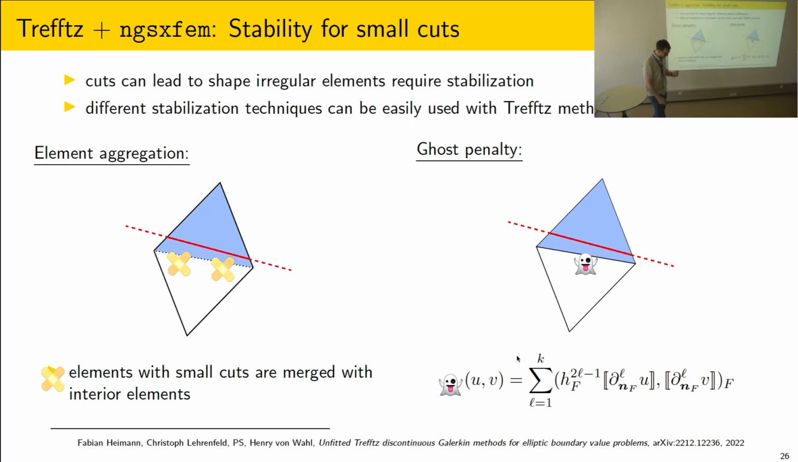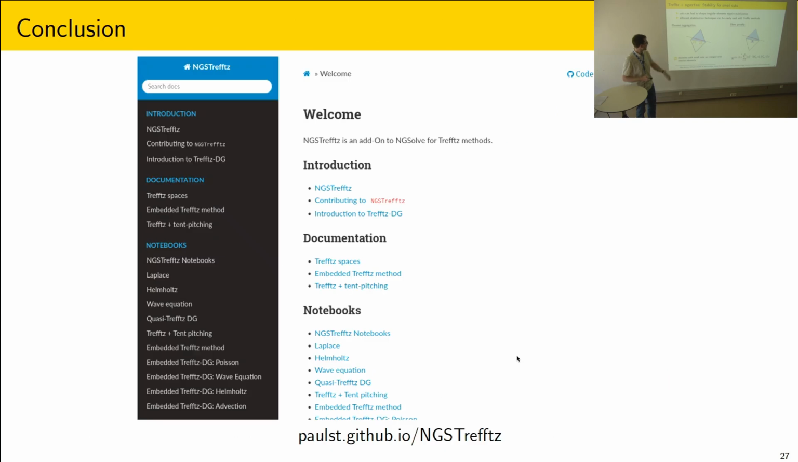It easily combines with the stabilization techniques that you use. So if you have small cuts on the elements, you would need to do either of two things. So the most popular stabilization techniques are element aggregation or ghost penalty. Both work fine with the Trefftz spaces. So element aggregation simply means you combine the small cut element with the neighboring element by gluing them together. Ghost penalty means you introduce another term into your bilinear form, this ghost penalty term. There are several choices that you can take, but all of them easily combine using the Trefftz space instead of the L2 space.